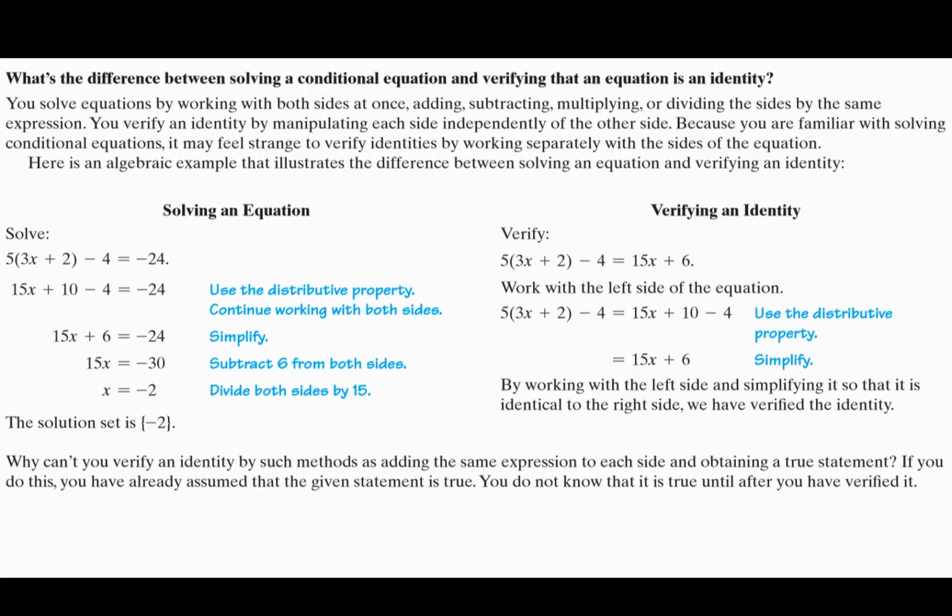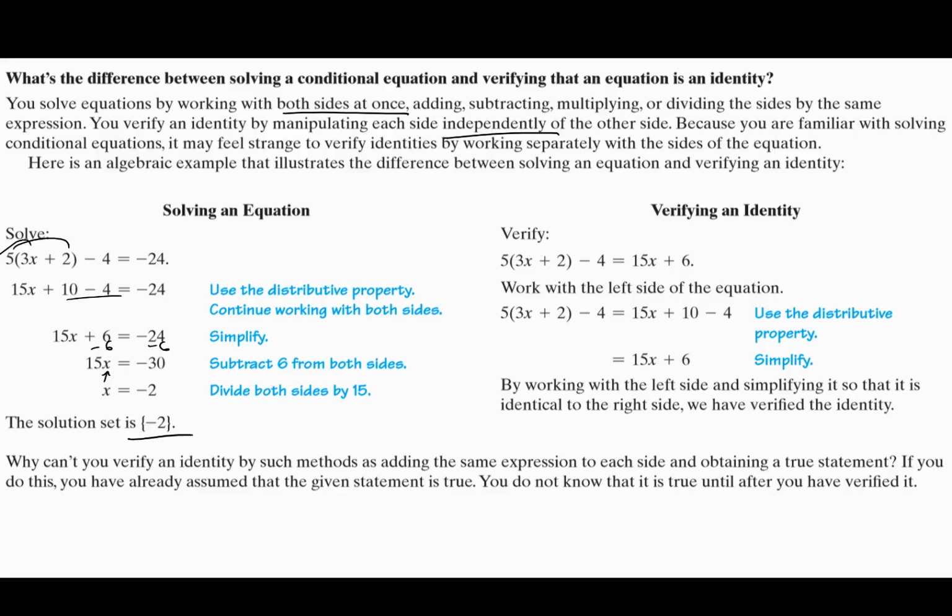Okay, so again, I talked a little bit about this before. What's the difference between solving an equation and verifying that an equation is an identity? When you solve an equation, you work both sides at once, adding, subtracting, multiplying, and dividing the sides by the same expression. You verify an identity by working independently of the other side. So solving an equation, you could see, first step you distributed, then you put the like terms together, and then the next thing you did was subtract 6 from both sides to isolate the variable. Okay, and then you got an answer.